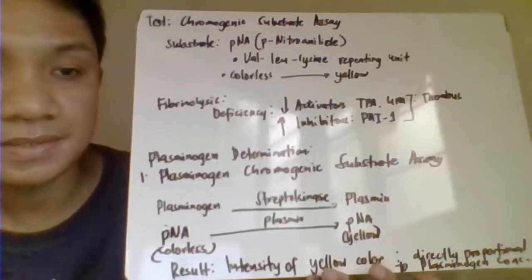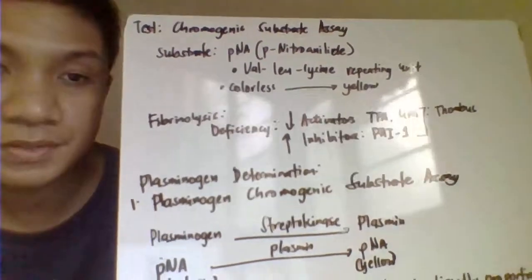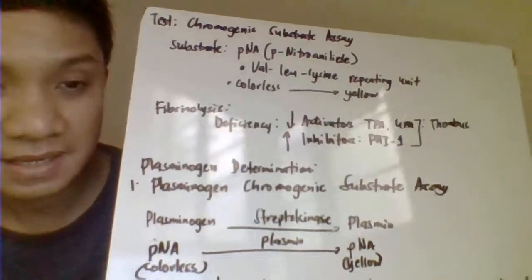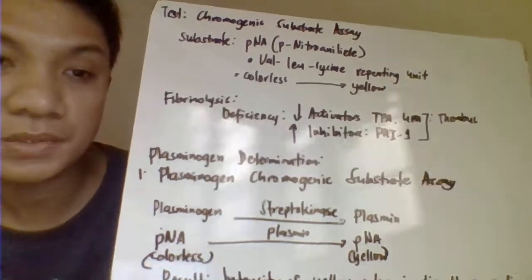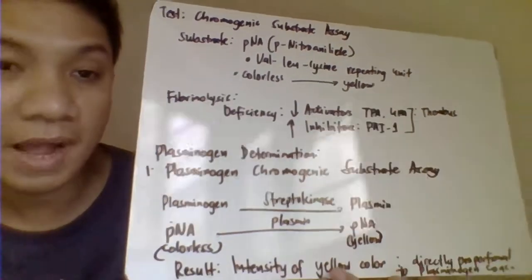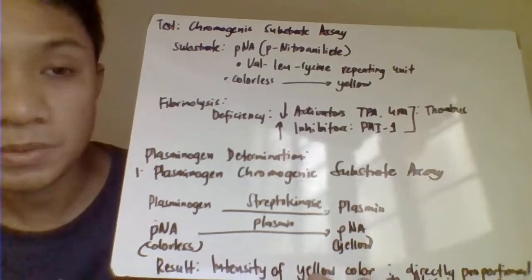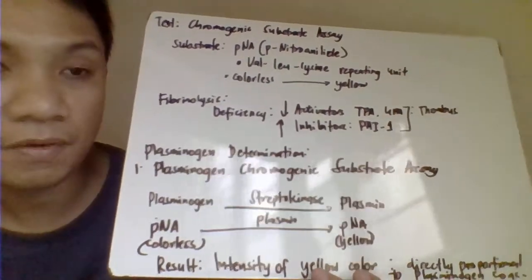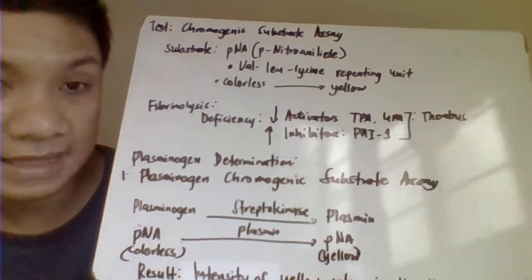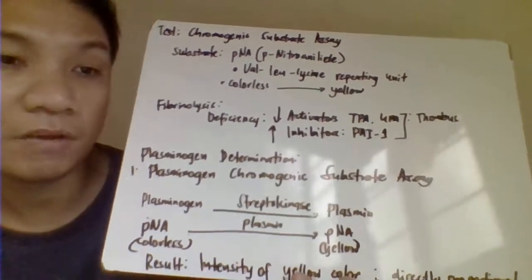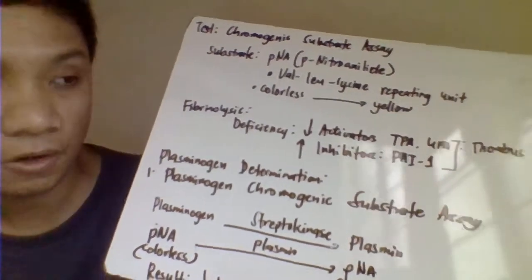Okay, we have here the next test. You call this one the chromogenic substrate assay. From the word itself, chromogenic means colored, so there will be a color reaction of our substrate. Usually this test uses a chromogenic substrate in the form of p-nitroanilide. That one is colorless, but upon activation, it will be converted to a yellow color.